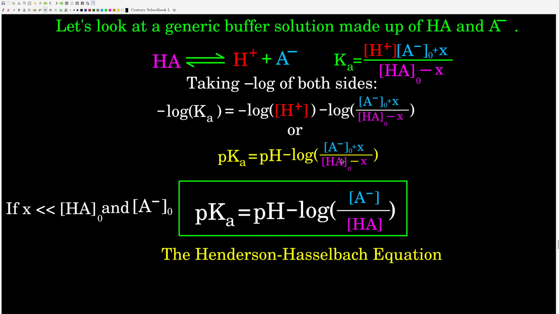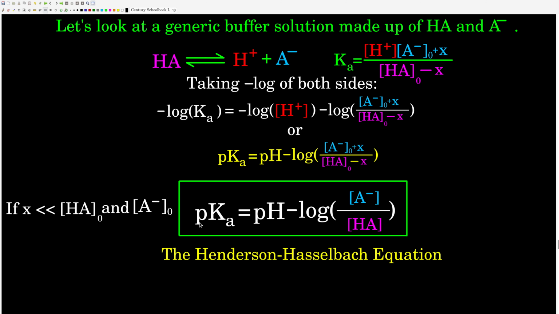So now if x is a lot less than the initial concentration of the weak base and its conjugate acid, or vice versa, then we can neglect it. And what that means is that the equilibrium concentration of the weak acid and its conjugate base is essentially the same as the initial concentrations, right? And so now we can write it like this. And now we have a very useful equation. This is called the Henderson-Hasselbalch equation.